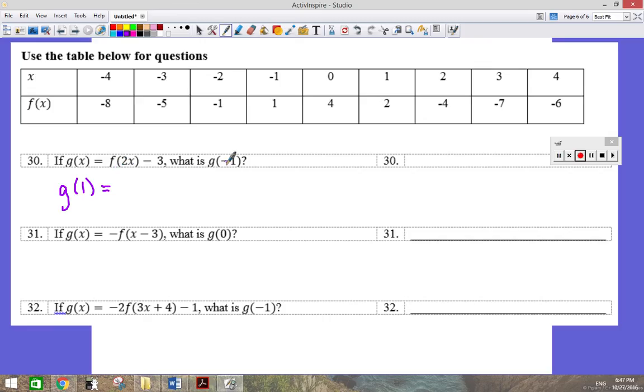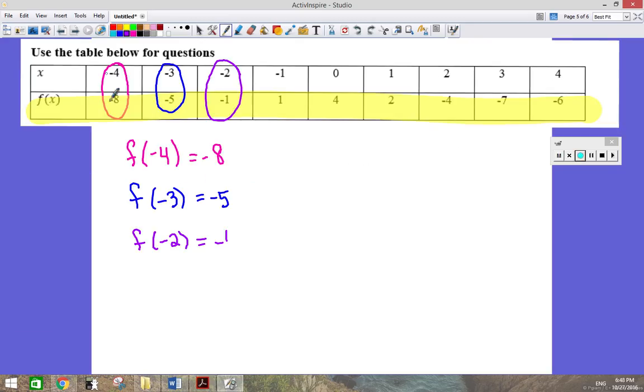-1, I didn't read that right. Everywhere I see an x, I replace it with -1. Well, this is saying take 2 times -1 minus 3. I can do that arithmetic inside the parentheses. I know what positive 2 times -1 is. That's -2. So now I'm ready to go to the table, because if I know what two numbers to subtract here, I'll be able to have my answer.